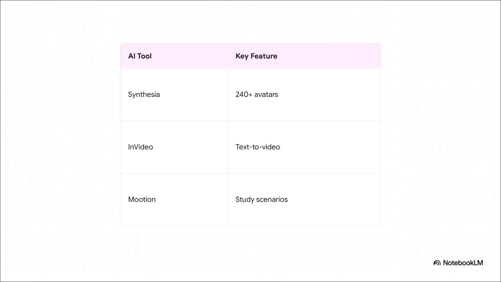Let's look at the heavy hitters tackling the multimedia learning challenge. Synthesia excels at that human element, offering over 240 avatars and translating complex training into over 140 languages, complete with embedded quizzes. InVideo is all about rapid text-to-video generation and collaborative multiplayer editing. And Motion specializes in generating incredibly realistic study scenarios and visual concept mapping. They can actually simulate real-world control room conversations for peer-to-peer learning.